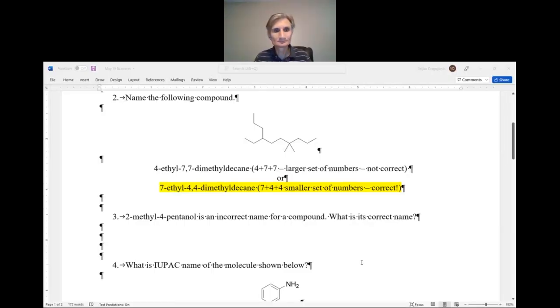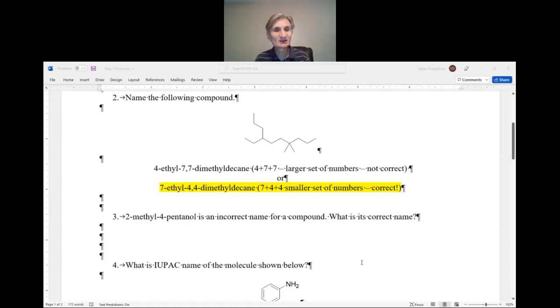Okay, let's go to question or exercise 3. So 2-methyl-4-pentanol is an incorrect name for a compound. What is its correct name? This is one of the reasons, like the previous question too, why you must have pen and paper with you. I take that into account when determining time for the exam, that you may need to redraw the formula or draw a formula or write a name and so on before you type up the answer.